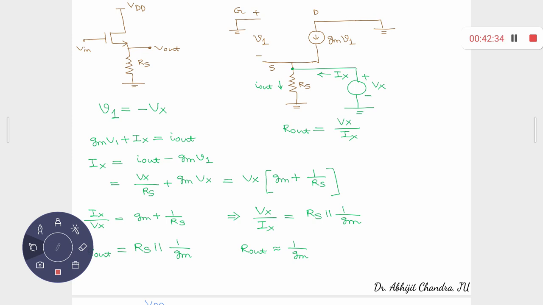Just like what you studied in the case of the common collector amplifier, the emitter follower: high input resistance and low output resistance. Here also high input resistance, infinite, and low output resistance. One more thing: actually this circuit is not used for gain. It is a voltage buffer, the same thing that you have studied.